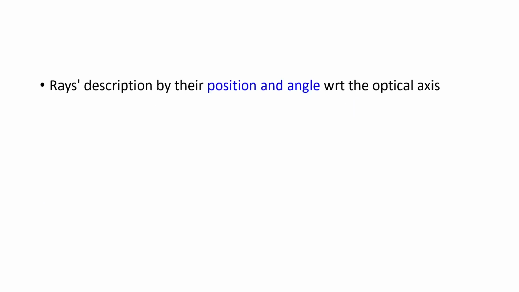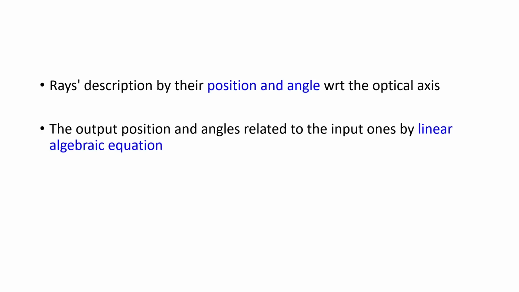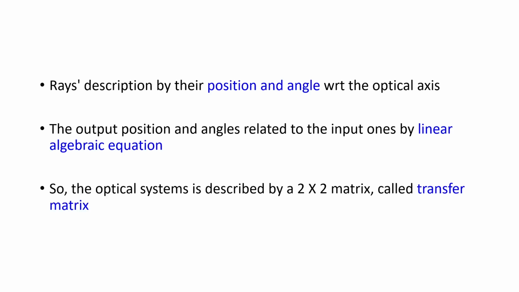In the next slide, I will show you that we can describe a ray by its position and angle with respect to the optical axis. As we will see, the output position and angle are related to the input ones by linear algebraic equations. Therefore, we can describe the optical system by a 2 by 2 matrix called the transfer matrix.